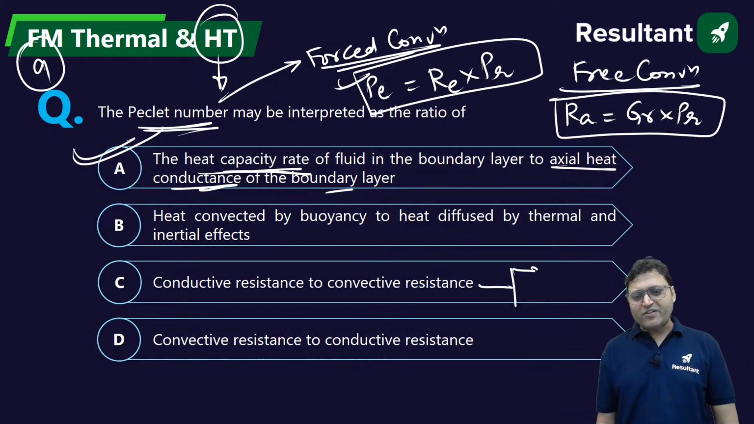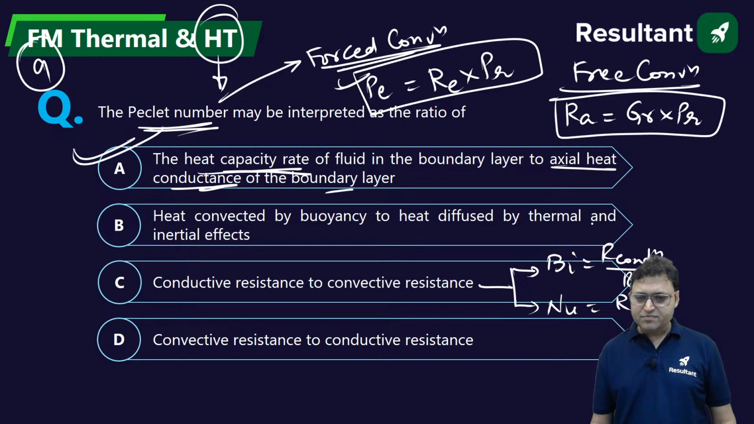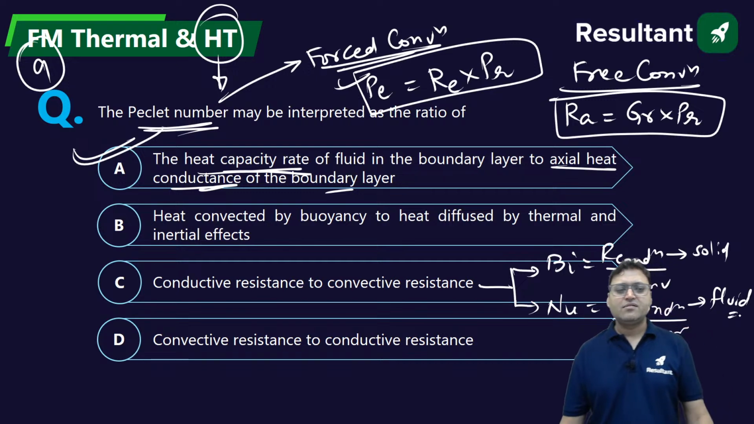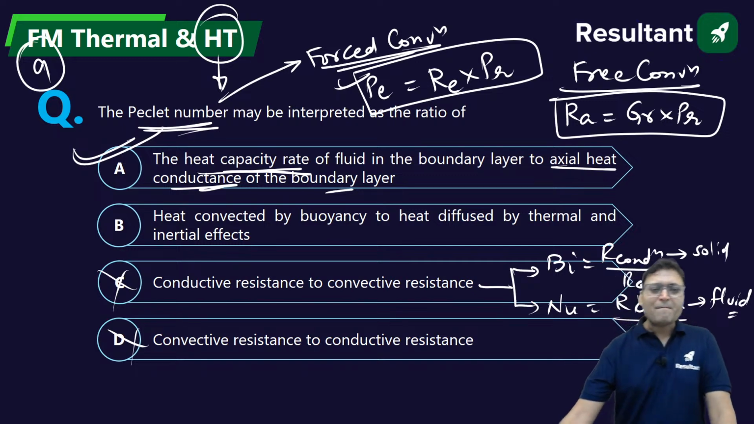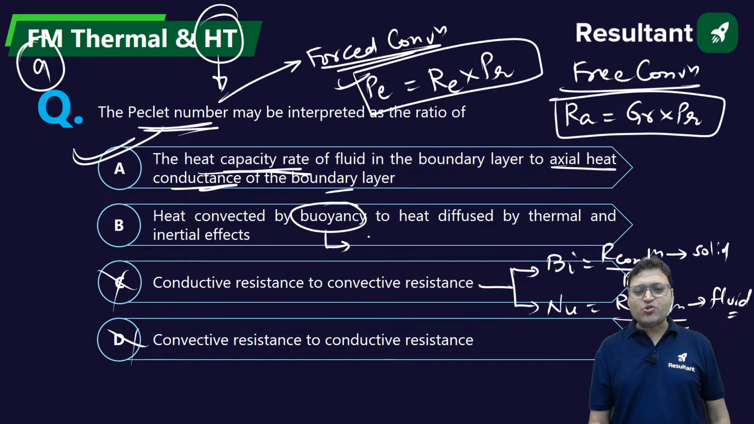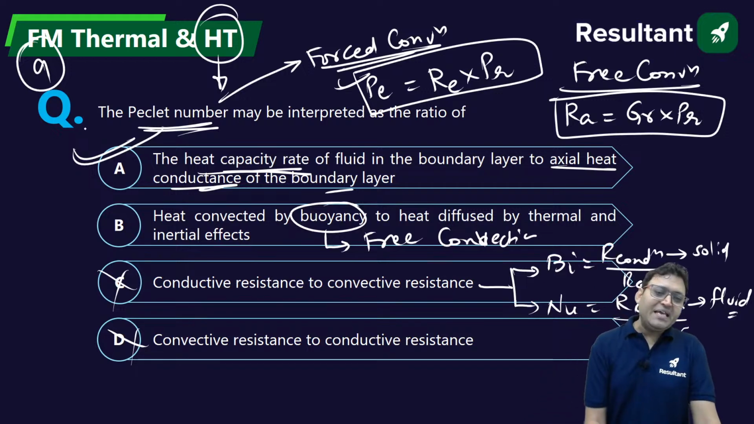Conductive resistance to convective resistance is Biot number, or it is Nusselt number. It is also R conduction upon R convection. The only difference is in Biot number conduction is for solid, but in Nusselt number conductive resistance is for a fluid. Right? So C cannot be true. Convective resistance to conductive resistance is nothing. Heat convected by buoyancy. Buoyancy is used in free convection. So that is how you can rule out. B, C, D cannot be possible.